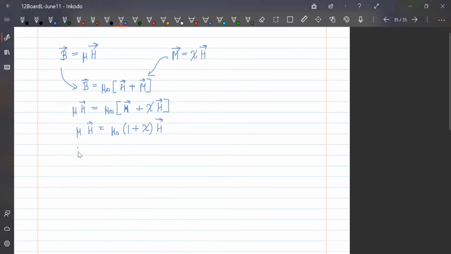Okay, mu by mu naught comes here. Mu by mu naught from here is equal to 1 plus xi. What is mu by mu naught? That is the relative permeability. So relative permeability is 1 plus the magnetic susceptibility.